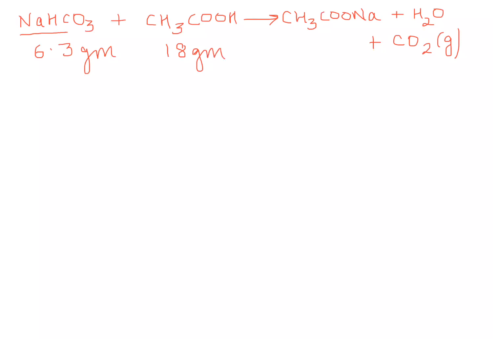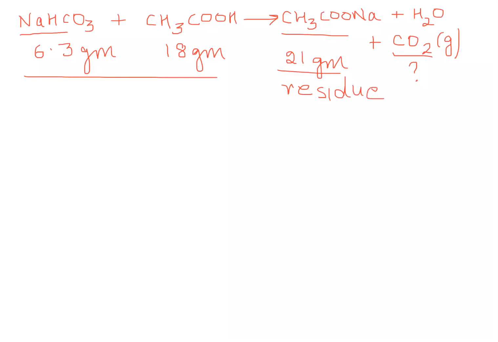If it is given to you that the weight of the residue is in all 21 grams, then what is the amount of carbon dioxide liberated in this particular reaction? So let's see. 21 grams, you have to remember, is residue. Now what do we have in the residue? In the residue, we will have sodium acetate and water. These are part of the residue, right? So what is the total mass of the reactants that we've got over here?